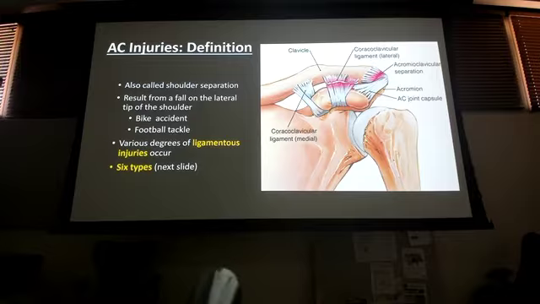Okay, they result from a fall onto the lateral tip of the shoulder. So it's basically from a direct blow, a direct fall onto the shoulder. Very commonly, you'll see that in bike accidents. So someone goes over the handlebars, ends up flying through the air, lands directly onto the point of their shoulder. Okay. And football injuries, very common in football injuries, super common.